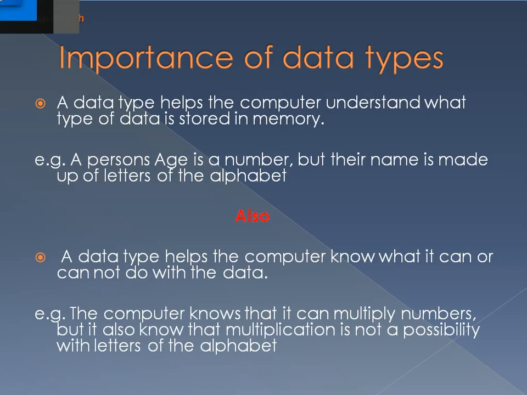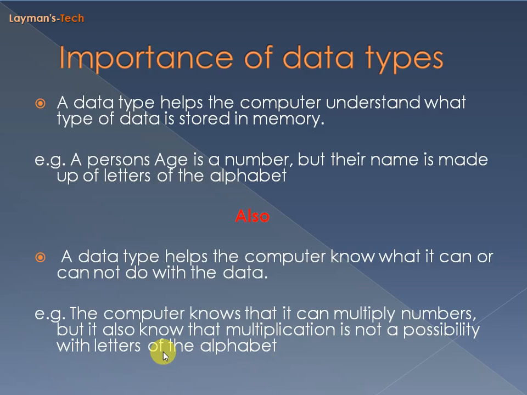So here are some of the reasons why we use data types with variables. A data type helps the computer understand what type of data is stored in memory. As an example, a person's age is a number, but their name is made up of letters of the alphabet. Also, a data type helps the computer know what it can or cannot do with the data. As an example, the computer knows that it can multiply numbers, but it also knows that multiplication is not a possibility with letters of the alphabet.